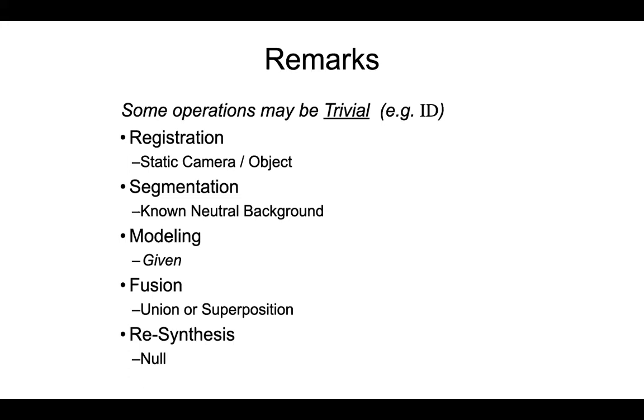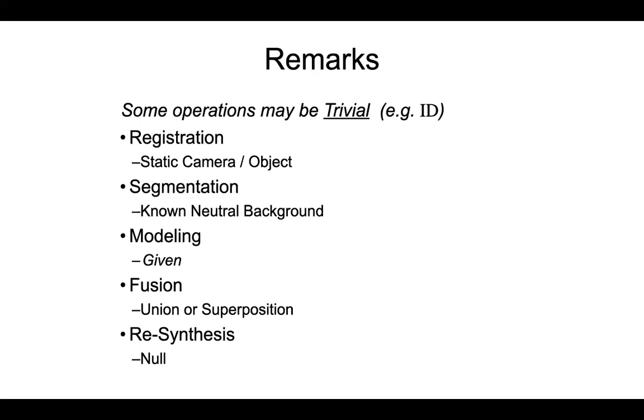So with that, some remarks. I listed these 5 important operations and problems to solve, but some of these operations may be trivial depending on the kind of application. Like registration. Imagine that I have a static camera and a static object. Everything is registered. I don't need to do anything. I know because I put my setup that way, right?